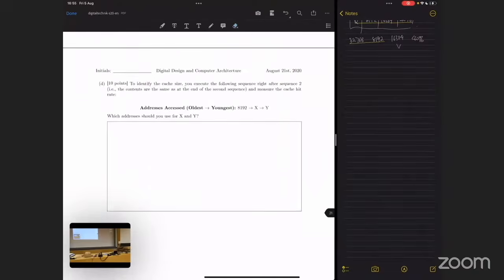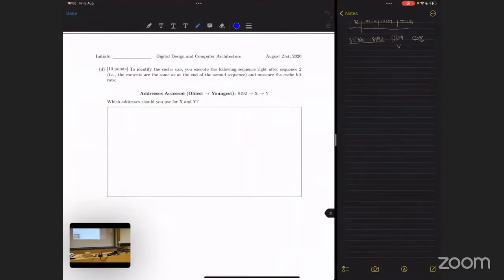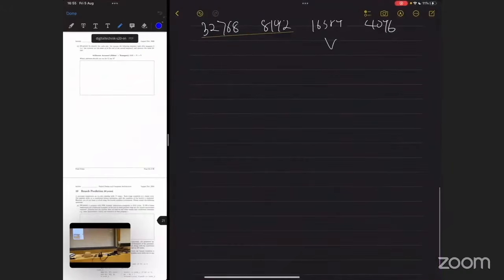So then for the next question, we want to reverse engineer the size of the cache. In order to do this, we design the following access sequence consisting of 3 addresses: first access 8K, and then X and Y. Our goal is to come up with the address values of X and Y such that after this sequence, we can know how many bytes there are in our cache. Okay, so the sequence is 8K, X, and then Y.